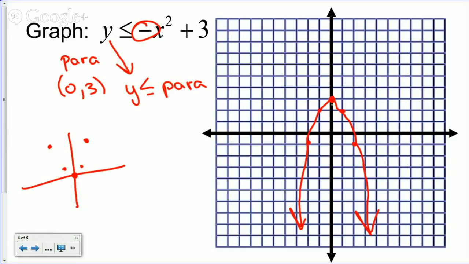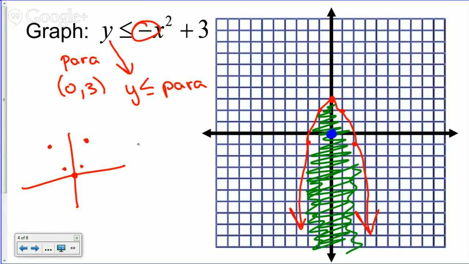Well, if this is my parabola on that y line, then if I go up, those numbers get bigger. If I go down, these numbers are less. So we're going to shade in under or below your parabola. Okay? Again, if you don't know, can we test 0, 0?